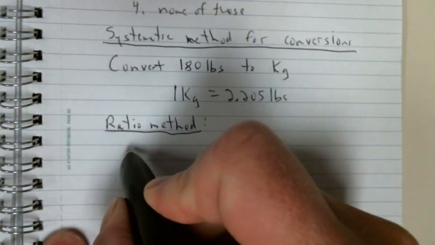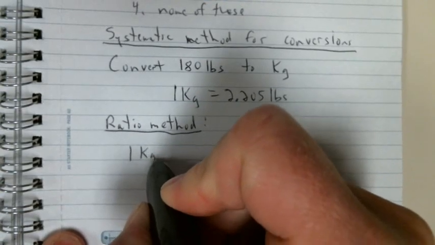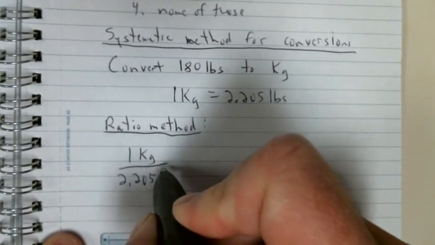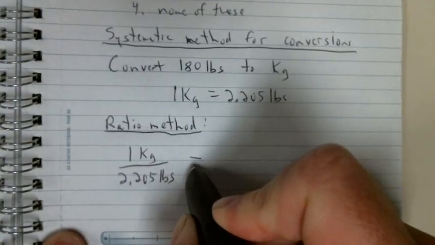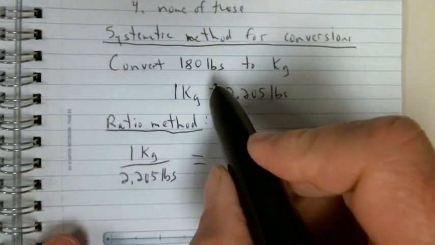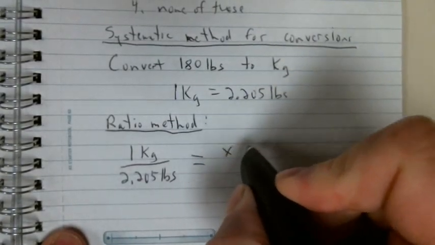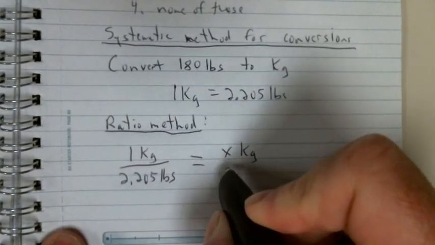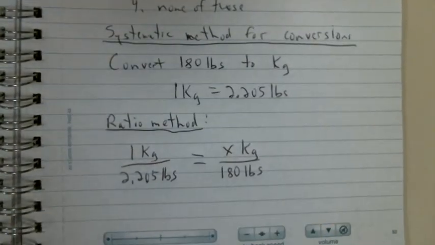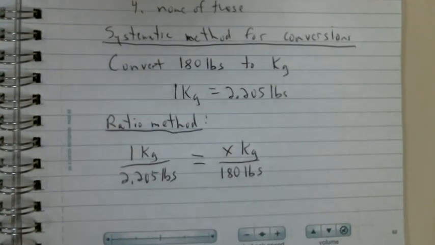So I'll just go 1 kilogram is to 2.205 pounds and set that ratio equal to, let's see, we have X kilograms, that's what we're trying to solve for, and 180 pounds. And that way we can figure out how much I weigh in kilograms. So let me find my calculator, plug that in.